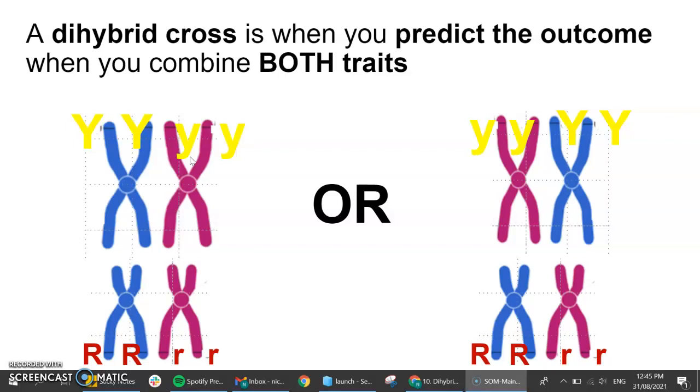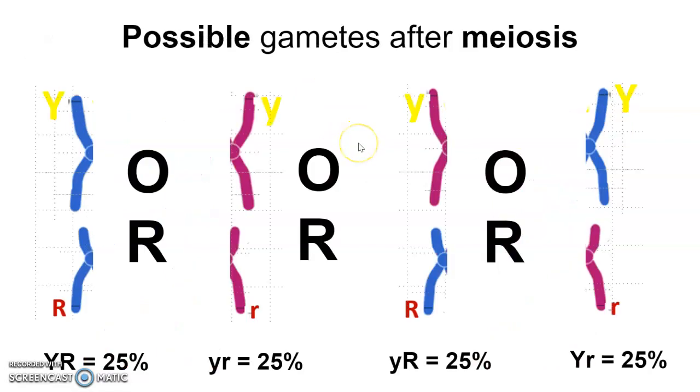Okay, so we would end up with 25% of the cells, the daughter cells, the gametes, having yellow and round, 25% having yellow and wrinkly, so due to the independent assortment we saw on the left of the last slide, or we would have another 25% inheriting green and round, and another 25% yellow and wrinkly. So that was the second scenario due to independent assortment.